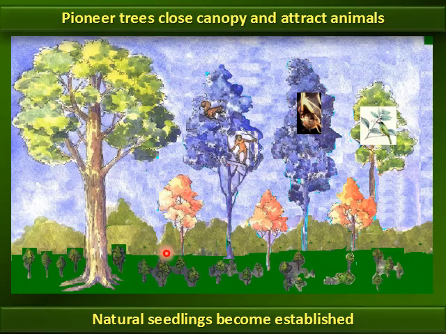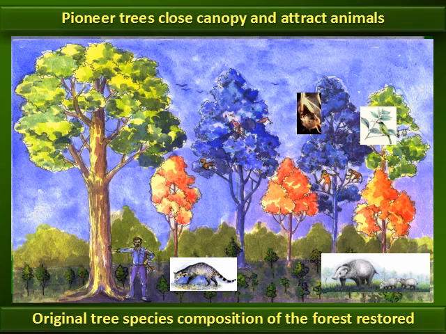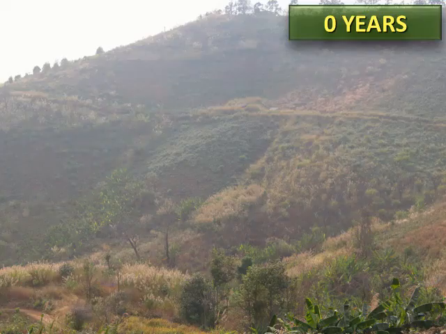I liken this to fishing. The trees that we plant are the bait on the hook, and the trees that come in under those planted trees are the fish. This is what we're really interested in, because this is natural regeneration, and the purpose of these trees that we've planted up here are simply to encourage that process to occur. And there you are. The original tree species composition of the forest is restored and biodiversity recovered.